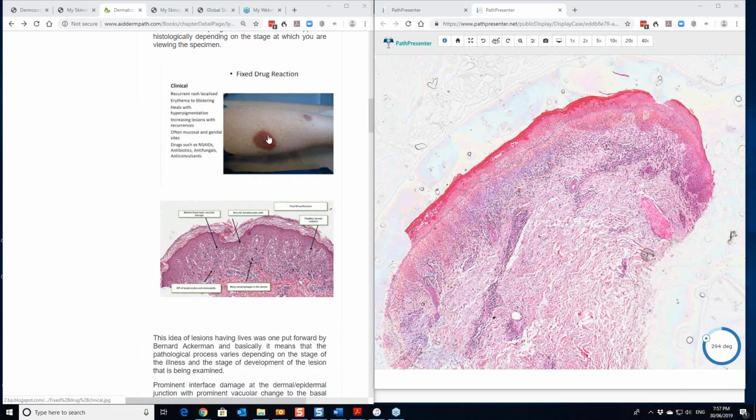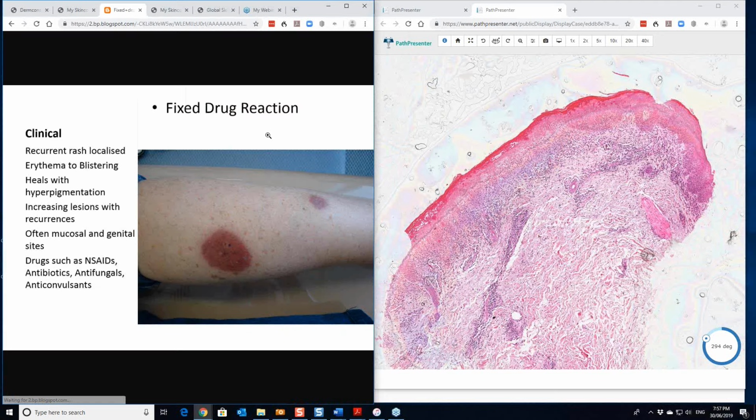This is a good clinical picture of a fixed drug reaction. They're often annular like this. The degree of redness and whether there's a blister or not depends on the stage at which you see them. Each time the person gets exposed to the drug, and remember, it's not a drug they're taking all the time, it's a drug they're taking intermittently.